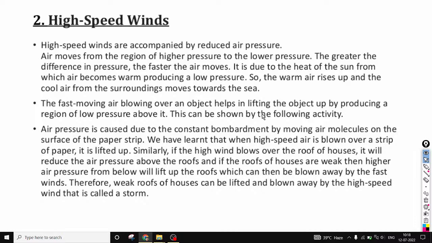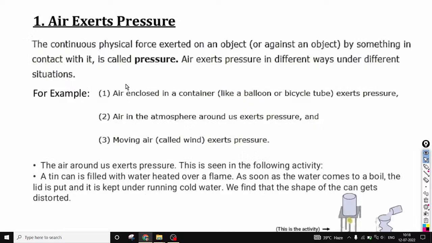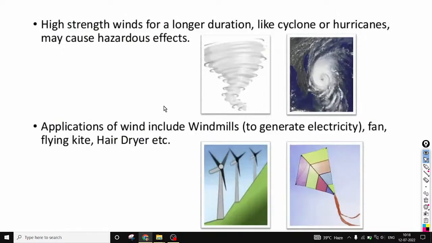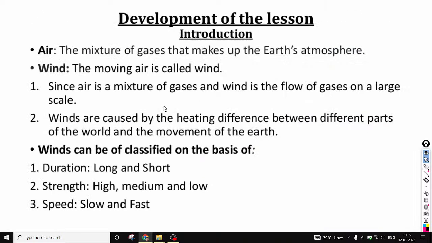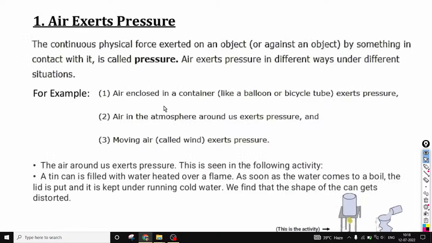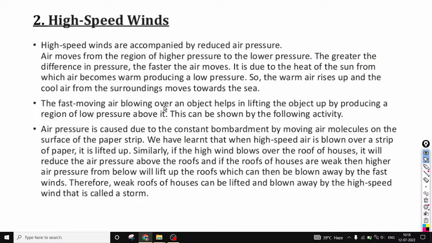In the last class, we talked about wind, storm, and cyclone. We started this chapter and completed air exerts pressure, and also the strength and applications of wind. Wind can be classified on the basis of duration, strength, speed, and many other things. So in this class, we will talk about high speed wind. What are high speed winds?